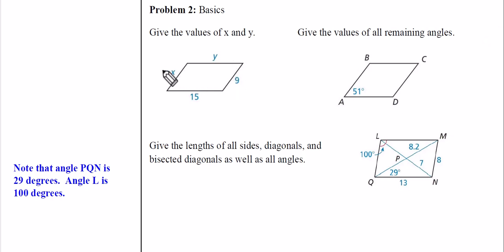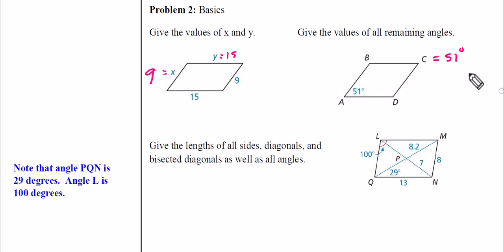So this is also going to be equal to 9. And then this is also going to be equal to 15, because opposite sides are congruent. Can you handle that? All right. Now, how about here? Well, this is 51, so the one opposite of it is also going to be 51.